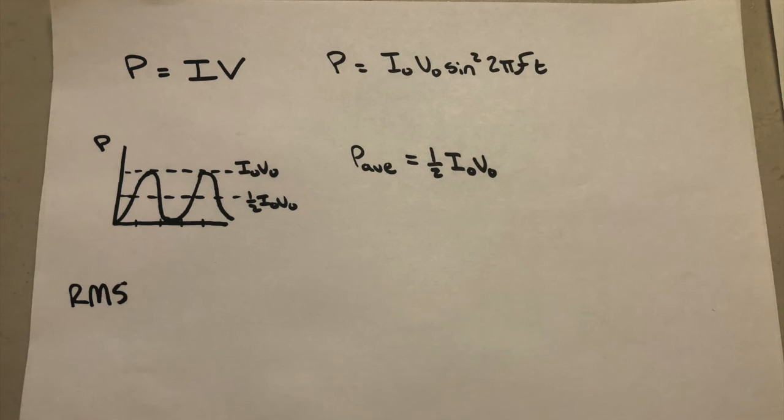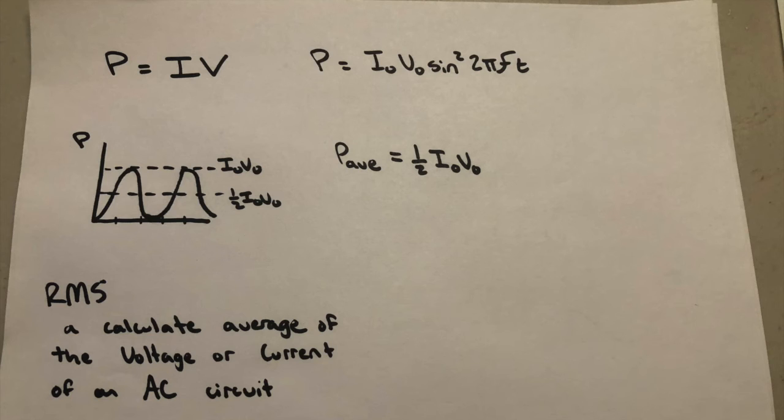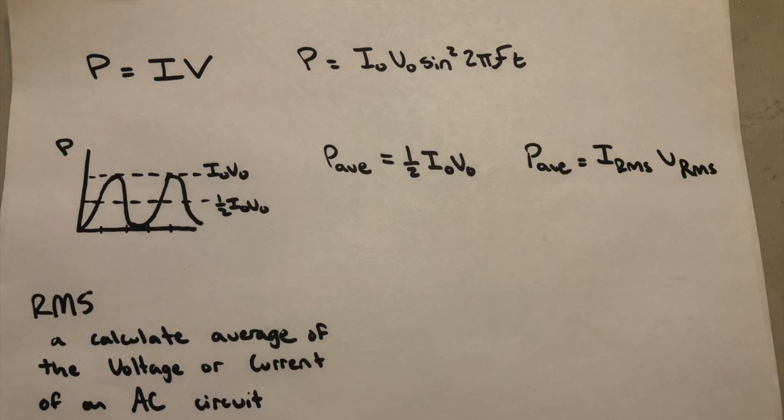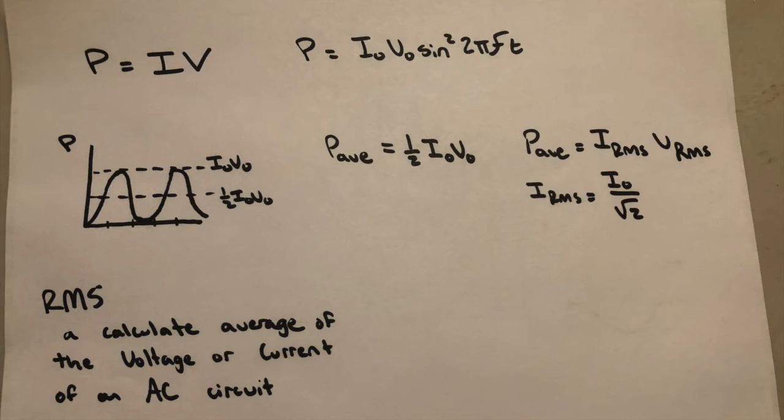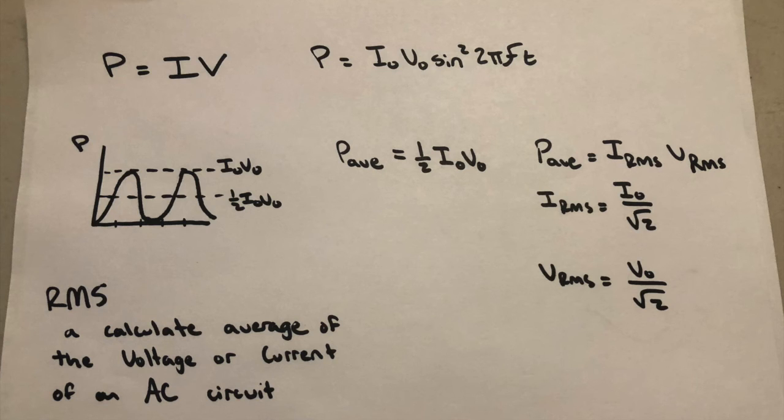And so this is where RMS values come into play. RMS values are just a calculated average of the voltage or current of an AC circuit. And so the average power can be calculated using the current RMS value and the voltage RMS value. Current RMS equals I naught over the square root of 2. Voltage RMS equals voltage max, or voltage naught, over the square root of 2.